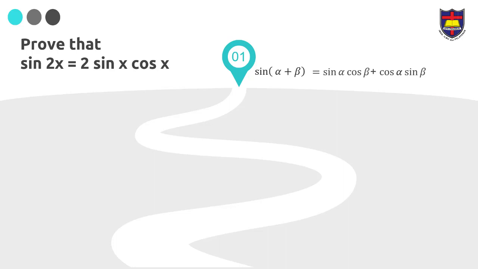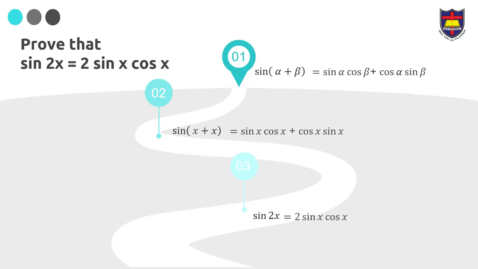We will take it again, the formula of sine alpha plus beta, which is sine alpha cos beta plus cos alpha sine beta. Next, we will change alpha and beta with x. So we have sine x plus x equals sine x cos x plus cos x sine x. X plus x become 2x, and you can see that sine cos and cosine sine is the same term. You can rearrange and join them together, so we have sine 2x equal to 2 sine x cos x.